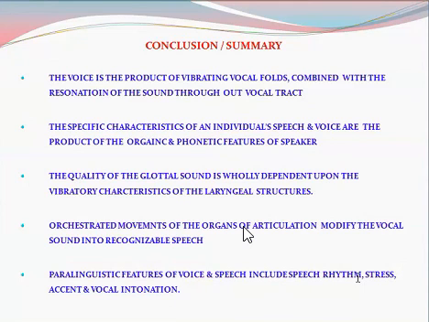In conclusion, the voice is the product of vibrating vocal folds combined with the resonating of the sound throughout the vocal tract. The specific characteristics of individual speech and voice are the product of the organic and phonetic features of the speaker. The quality of the glottic sound is wholly dependent upon the vibratory characteristics of the laryngeal structures. Orchestrated movements of the organs of articulation modify the vocal sound into recognizable speech. Paralinguistic features of voice and speech, including speech rate, stress, accent, and vocal intonation, are observed.